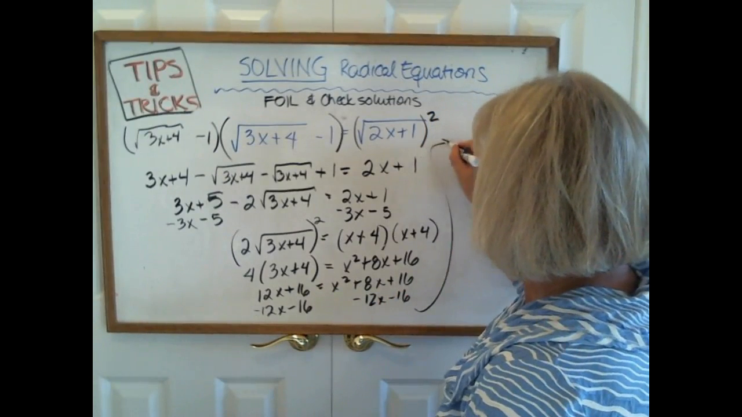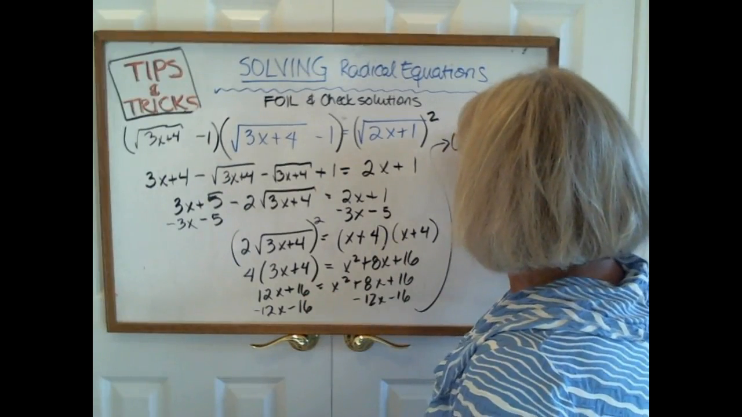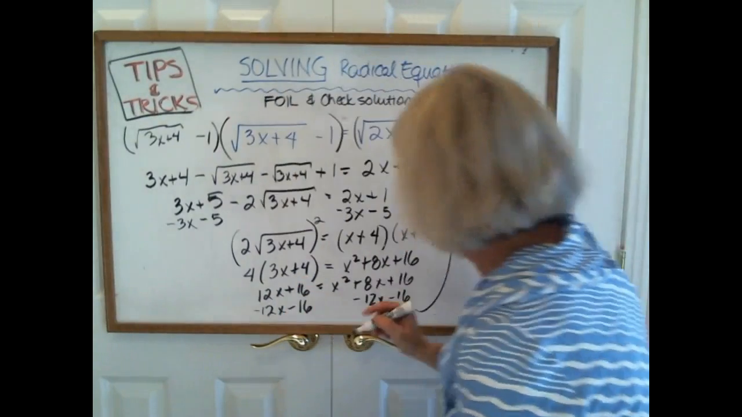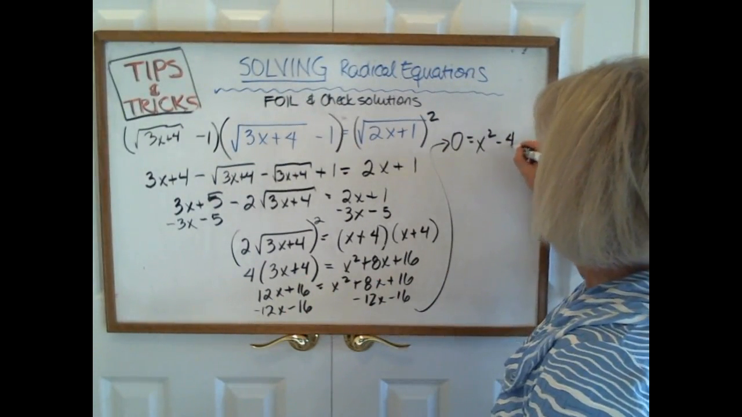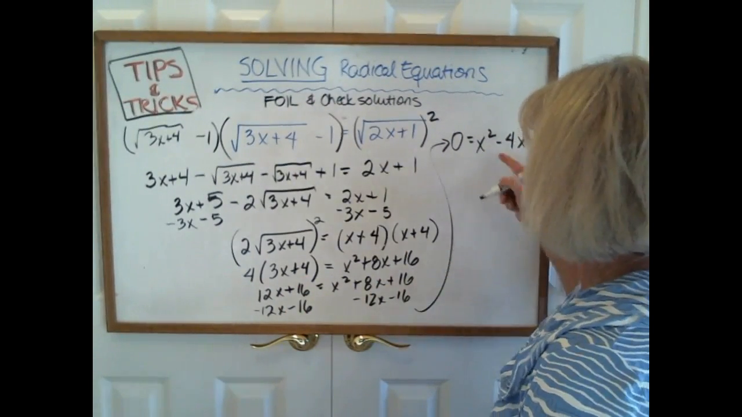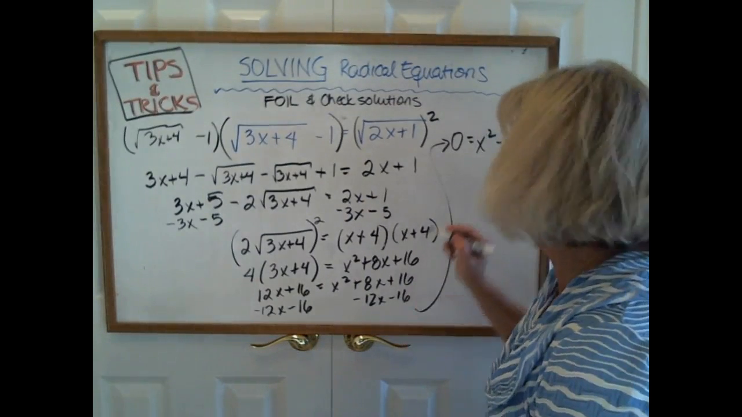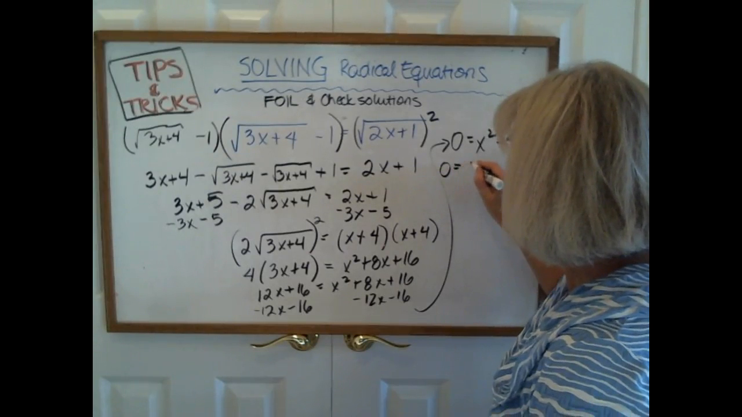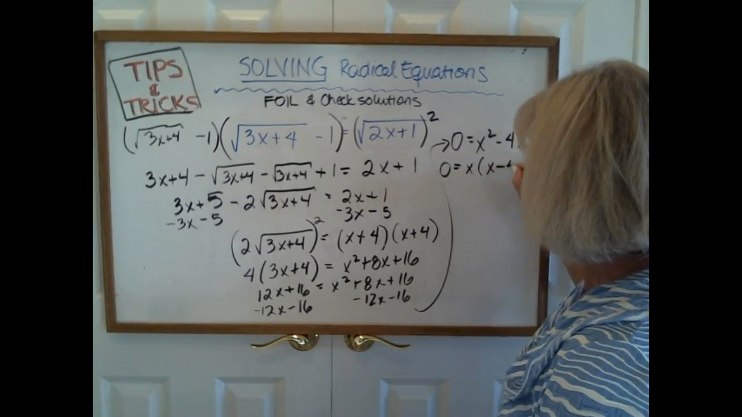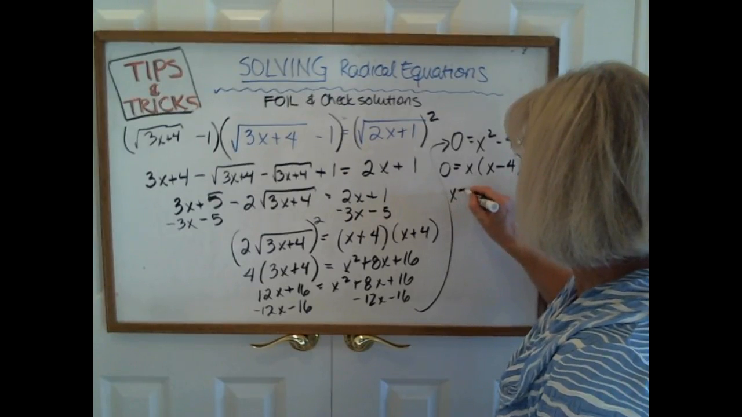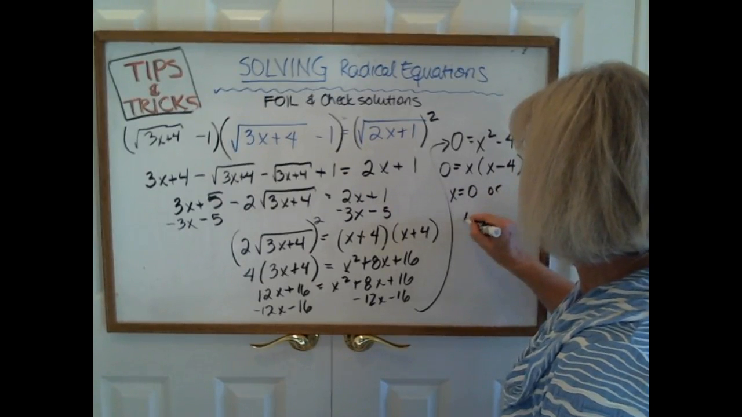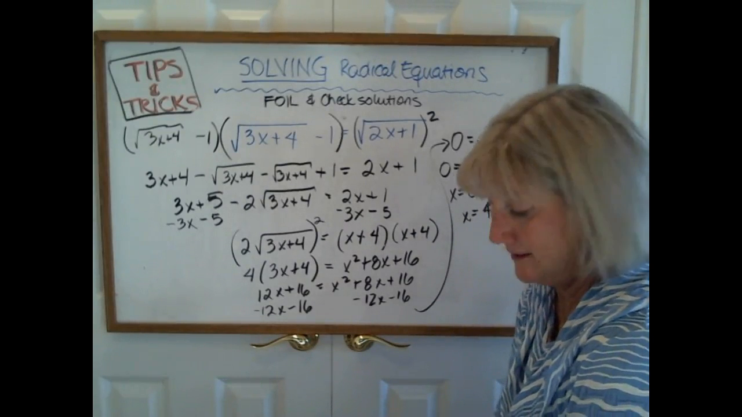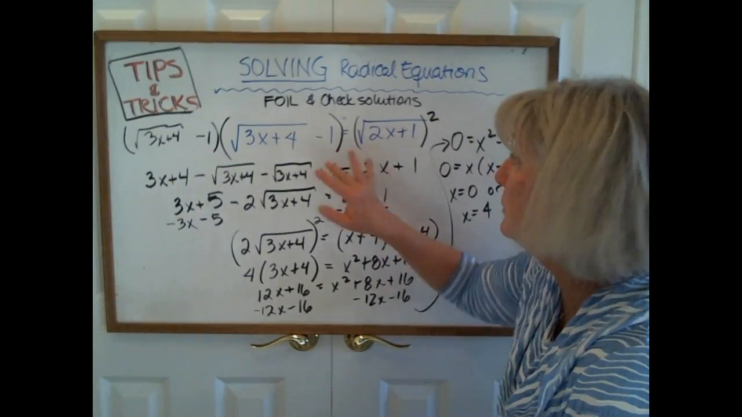And I'm going to go up over here. So we're going to get 0 equals x squared, hope you can see that, minus 4x. And then these go to 0, so it's just x squared minus 4x. We always want to factor. 0 is x times x minus 4, which means x equals 0 or x equals 4. And we want to check this into the original blue equation.